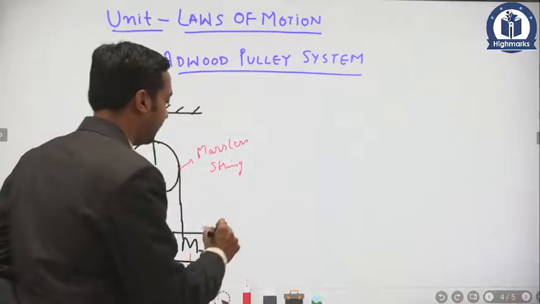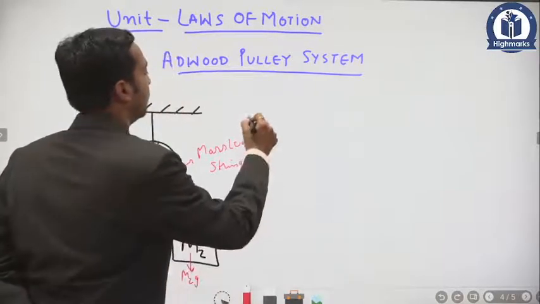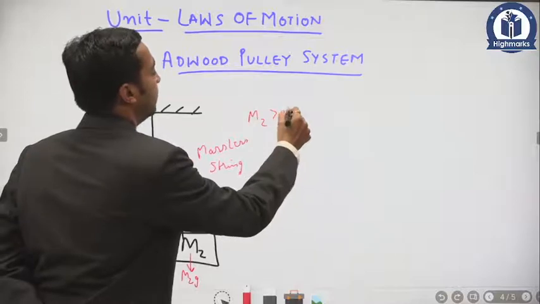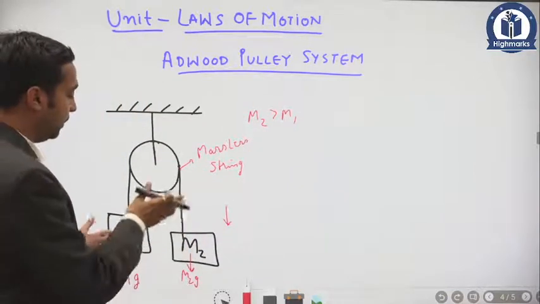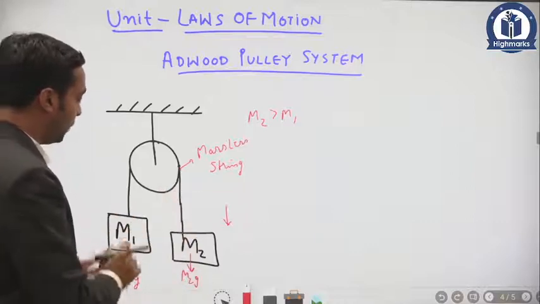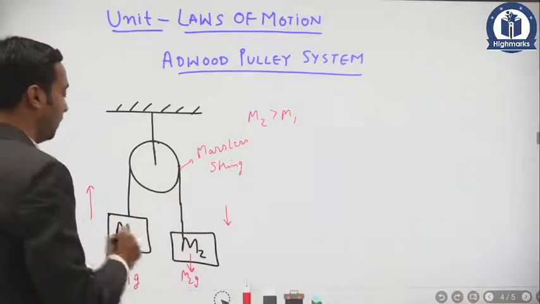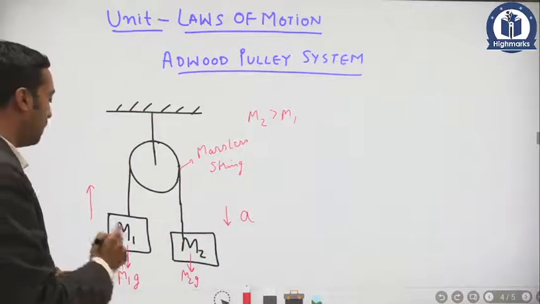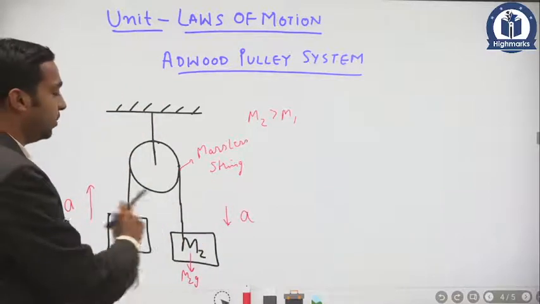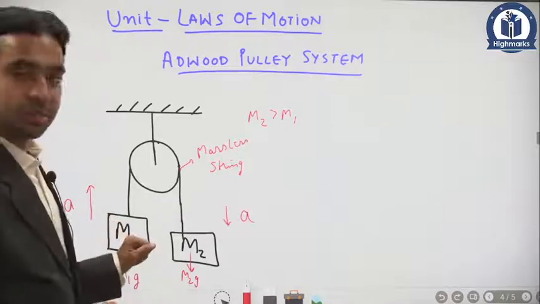We assume that mass M2 is greater than mass of M1. So what will happen if M2 is more than M1? So this M2 is going downward and M1 is moving upward like this way. And let's say this is the value of acceleration, and since the string is same, the value of acceleration is same for this mass also, right?